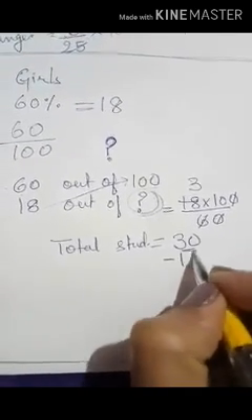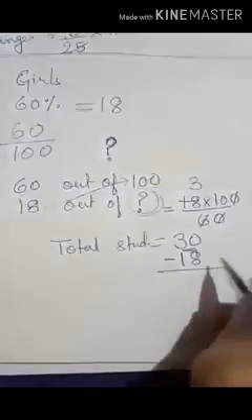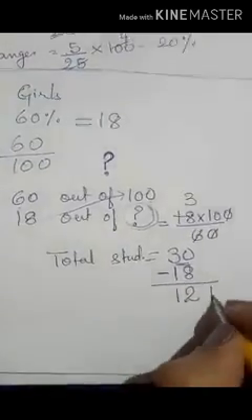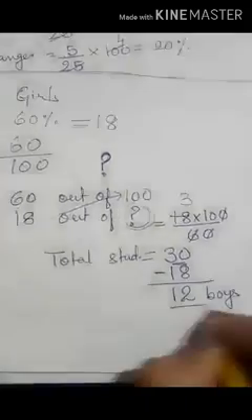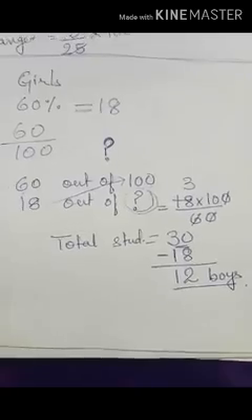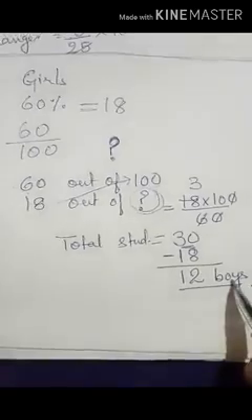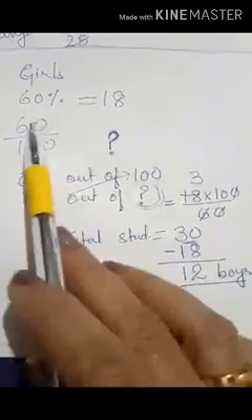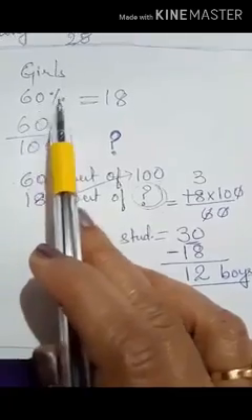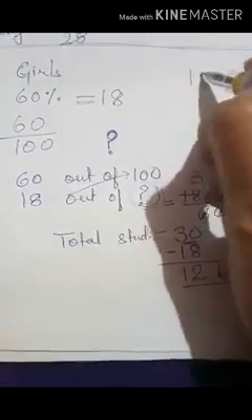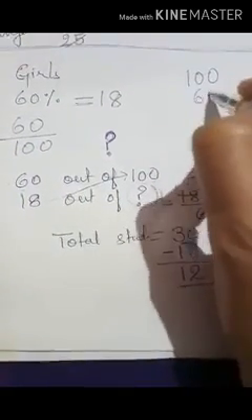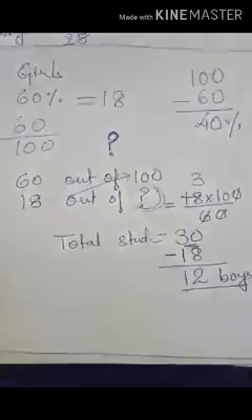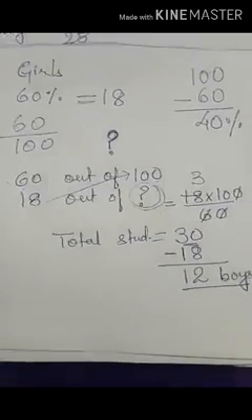Easy to find. 18 are girls. So when you subtract, you are left with 12. So 12 is the number of boys. Okay. And also, what is the percentage of boys? That is easy. You don't even need to calculate this. 60% were girls. So 100 minus 60 will give you the percentage of boys. That is 40% was the percentage of boys.